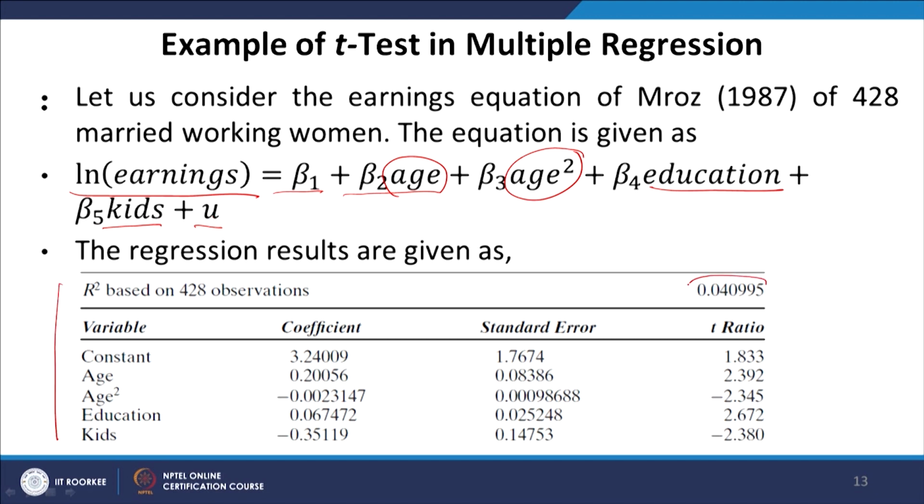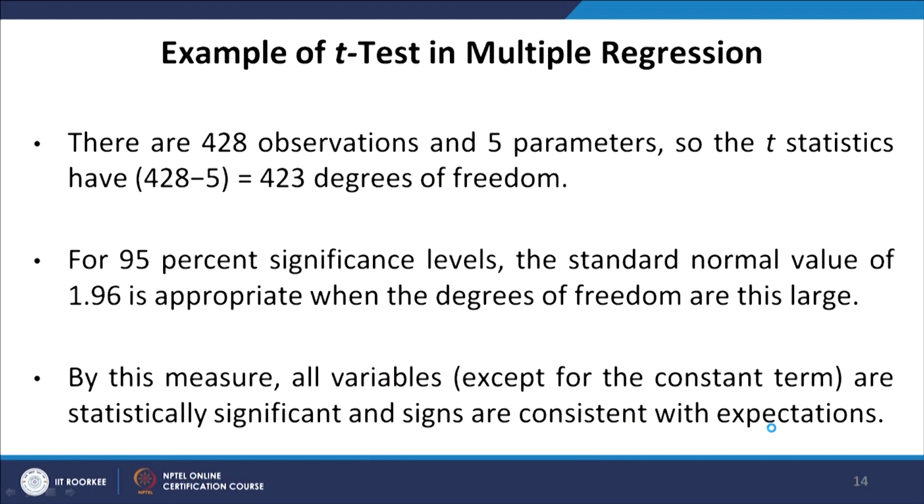So, the R square value is observed to be 0.04, which is actually very small, and this R square is based on 428 observations. And these are the variables, their coefficients, their standard errors, and the t ratios that are being calculated. So, what do we observe? There are 428 observations and 5 parameters. So, the t statistic has 428 minus 5, that is 423 degrees of freedom. For 95% significance levels, the standard normal value of 1.96 is appropriate when the degrees of freedom are this large.